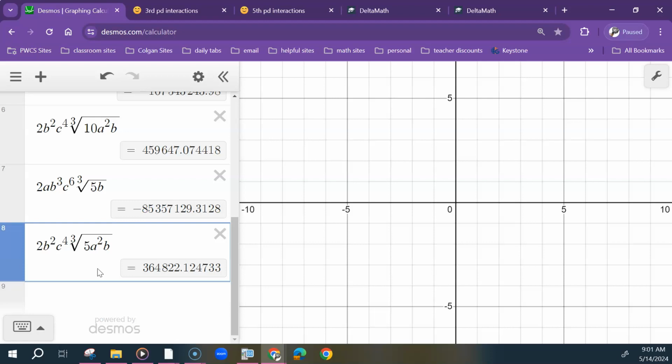Now remember that this works more so if it's multiple choice, but if it's not multiple choice and you have to type in your answer, you would have to know your rules, know how to simplify it, but then you could type in your final answer and see if it matches. Did we want to see that one done by hand? Yes.